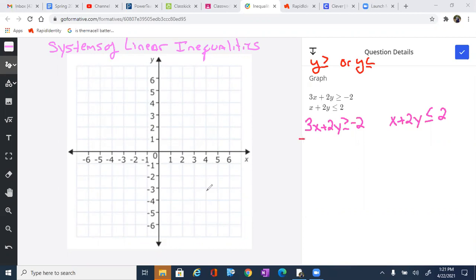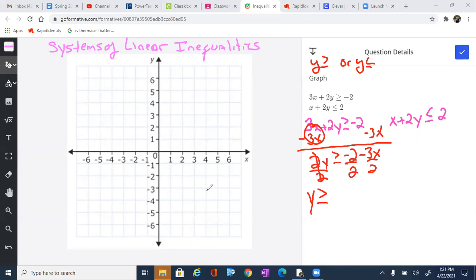I'm going to get rid of that positive 3x with a negative 3x. Once we do that, we'll get 0. We get 2y is greater than or equal to negative 2 minus 3x. And then we will divide by 2. Now, we do not need to flip the inequality because we are not dividing by a negative. However, remember that if we divide by a negative, you will have to flip the inequality. Negative 2 divided by 2 is negative 1. And negative 3x over 2 is negative 3 over 2. It's easiest if I leave things as a fraction rather than switch them out to a decimal.